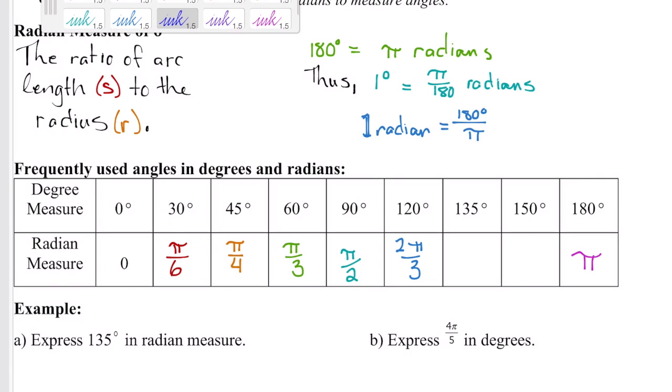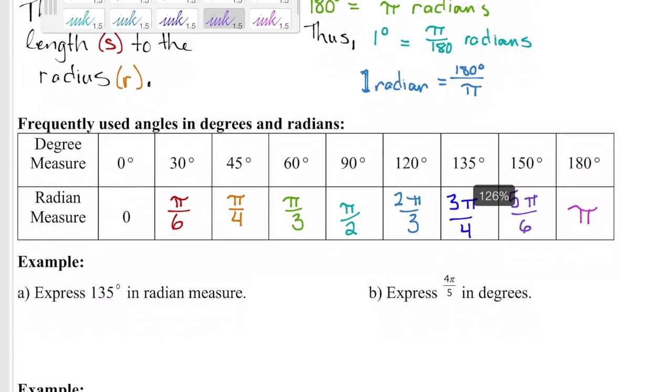So 135 degrees, we're looking at 3 pi over 4. And 150 is 5 pi over 6. So again, for 135, 45 degrees is the reference angle. So 4 over 4, take away 1 would be 3 over 4, so 3 pi over 4. That's just how I remember it.